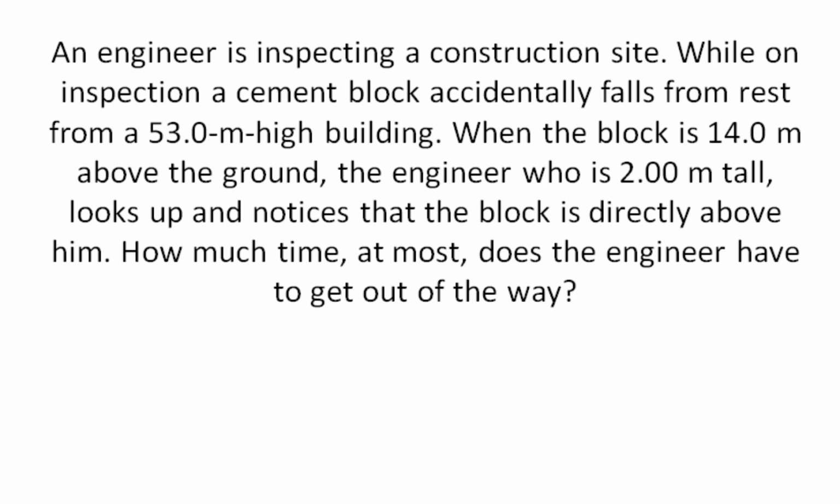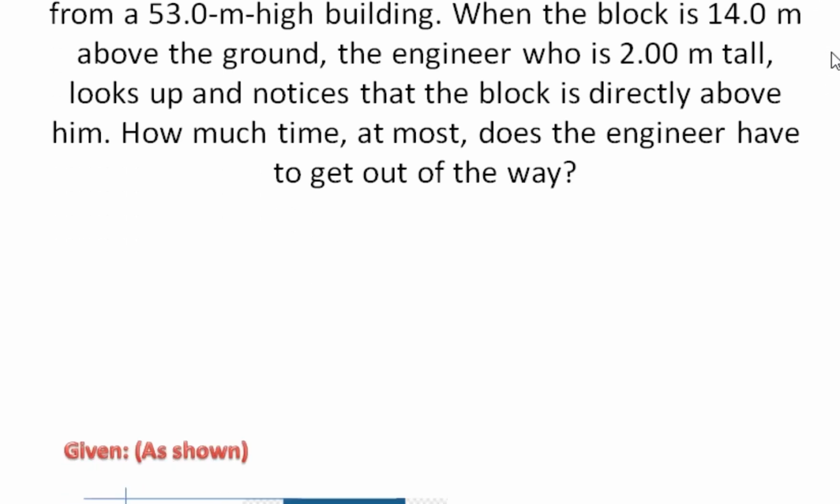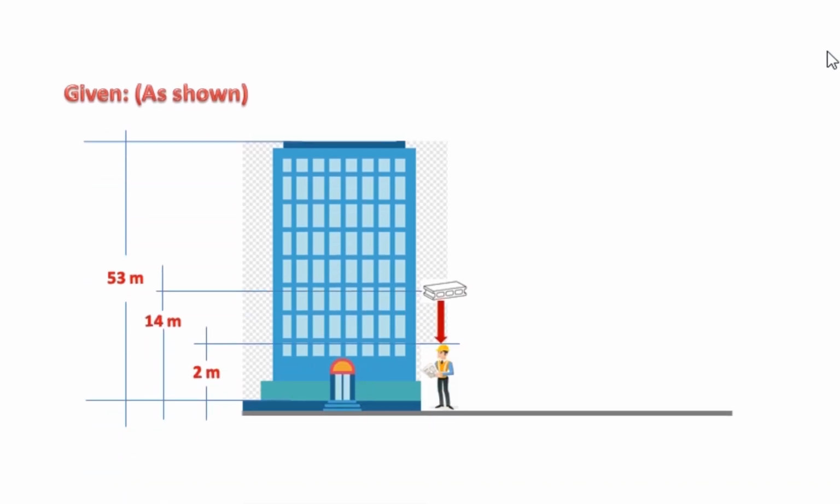So for the given of this problem, let us have this illustration. So let this be our given as shown. The building is 53 meters high, and then when the cement block is 14 meters above the ground, the engineer starts to notice that the block is falling directly above his head, and the engineer is 2 meters tall.